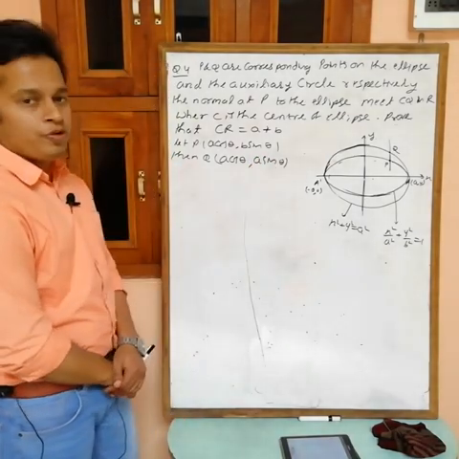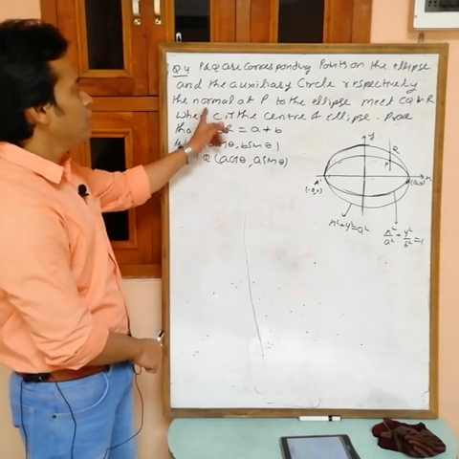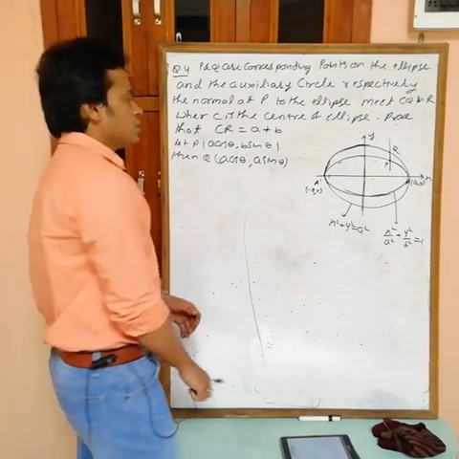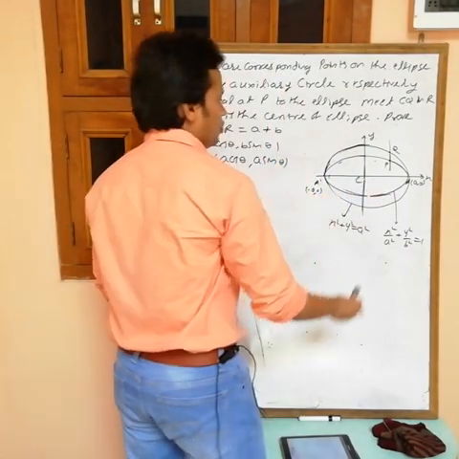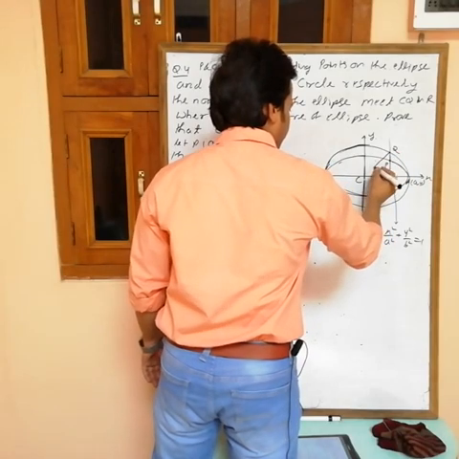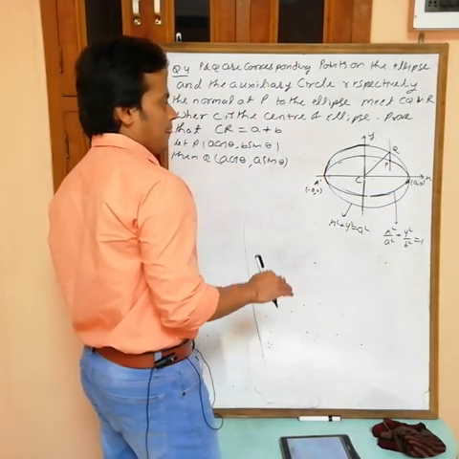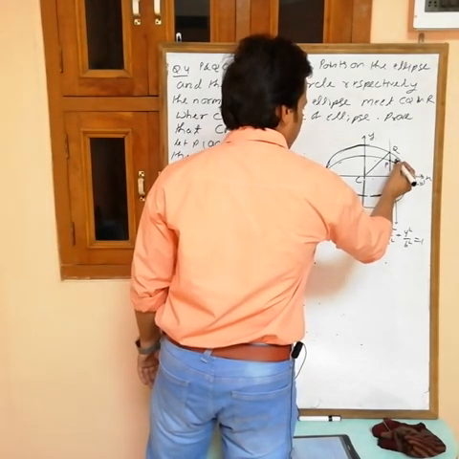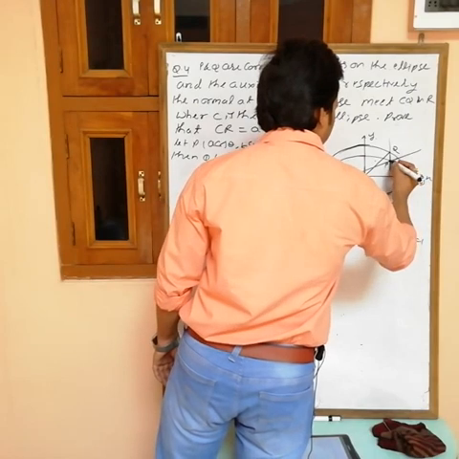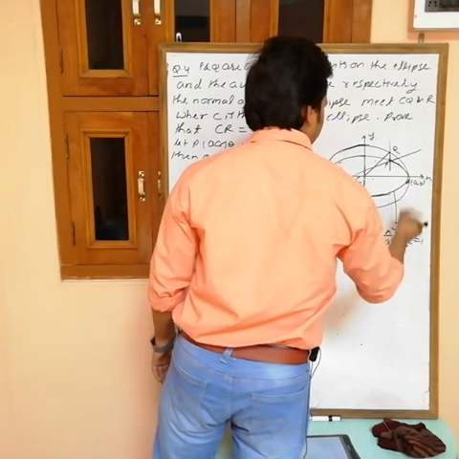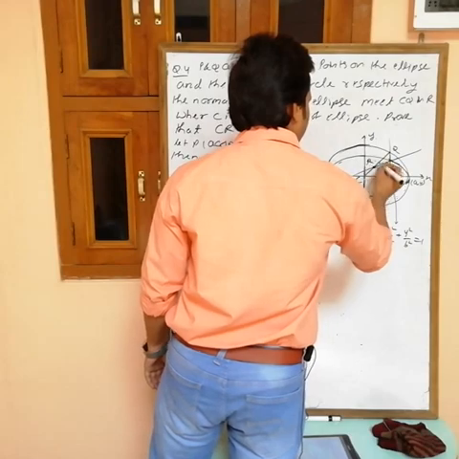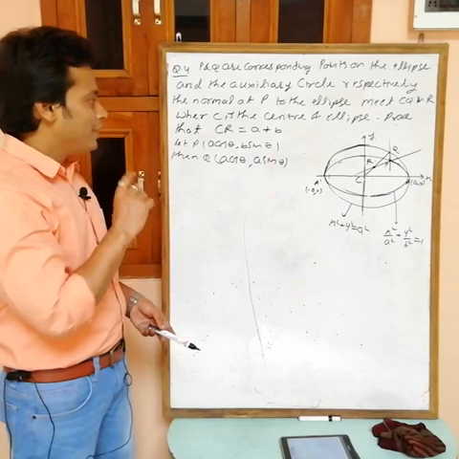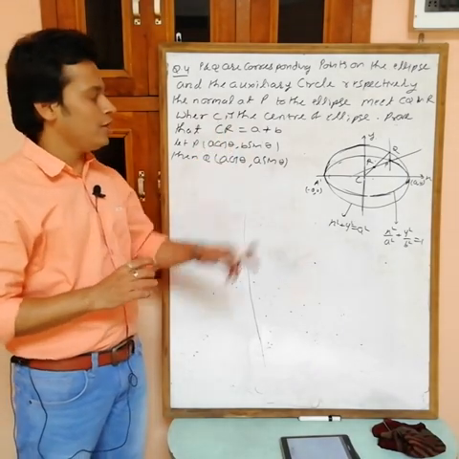Now after this one, we have P and Q. After this, it says that the normal at P to the ellipse meets CQ in R, where C is the center. This is the C, and this is CQ. So the normal at P meets CQ in R. So draw any normal at P. Suppose this is the normal at point P. Okay, this meets CQ in R. Now find the distance CR. To prove that CR equals a plus b, we have to find the length CR.